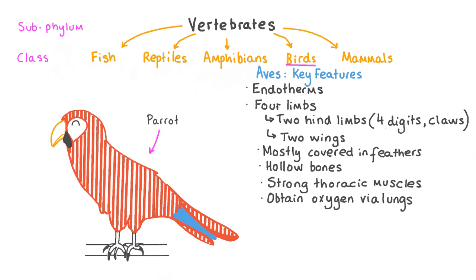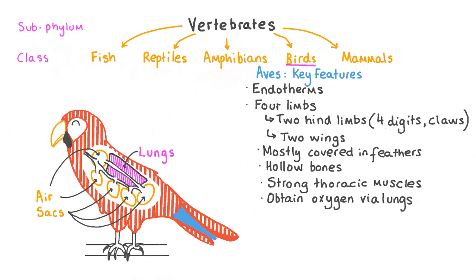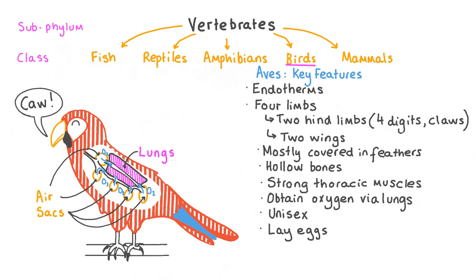Birds, like this parrot, also obtain oxygen via lungs. By looking at part of the internal structure of this parrot, we can see that birds also have air sacs connected to their lungs. These air sacs act as bellows, providing a flow of air into the bird's lungs to supply extra oxygen for the highly energy-demanding movements involved in flight. And they can even help birds in making vocalizations to communicate with each other. Birds are also unisex and lay eggs like reptiles, and fertilization takes place internally.